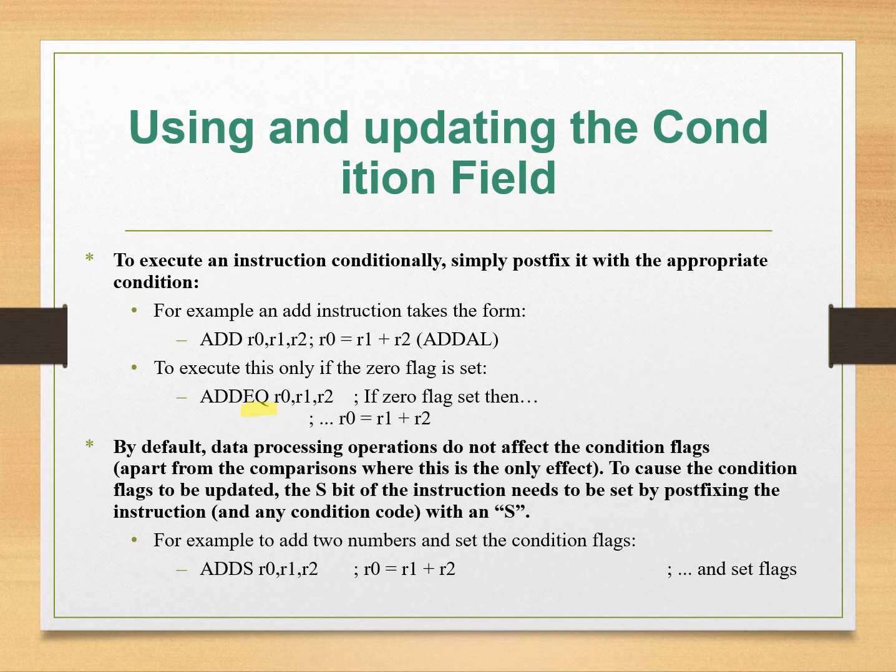Actually, by default, the data processing operations do not affect the condition flags. Apart from the comparison, where this is the only effect. With comparison, you don't have any output, and you don't make any changes to the register that you use to compare. The only effect is to modify the flag when you execute it. So by default, any data processing instruction doesn't give any effect to the condition flags.